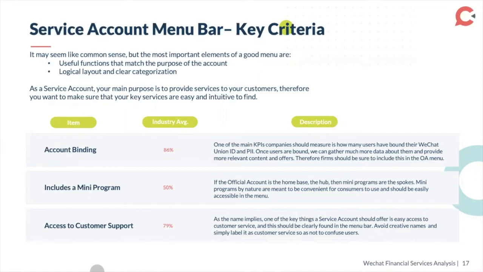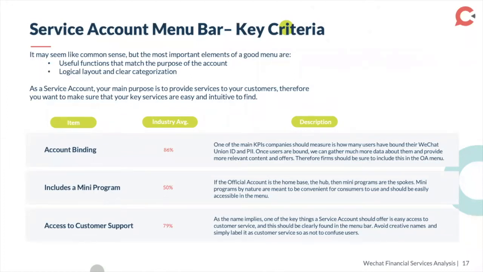menu bar. And obviously, this is one of the main KPIs that financial firms should measure, because once you bind a user's accounts, you can check them across all your WeChat properties and build out a user profile, which you can then use for retargeting. And there are many ways you can bind a WeChat user, like a mini program or an H5 page. And if you have concerns on data security, WeChat allows you to send this personal information directly back to your server via API connections.